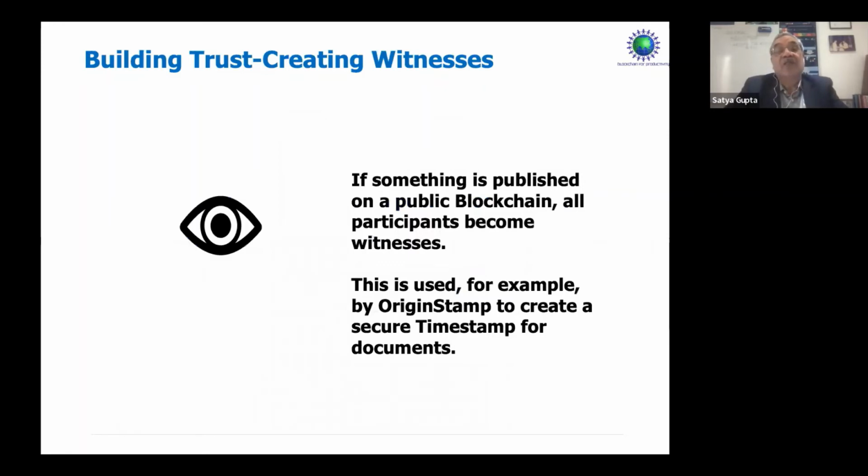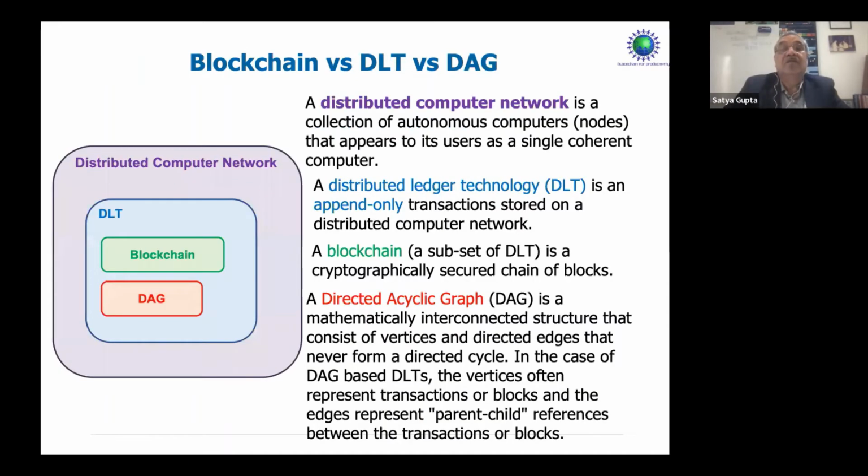If you want to have transparency and trust, there have to be witnesses. If something is published on a blockchain, all participants become witnesses, because they have a copy of that block. And if it gets altered, they will come to know, and the next block will not interlink because of the hash getting changed. It is used, for example, in origin stamp and time stamp. And now this is just a diagram describing blockchain versus DLT versus DAG.